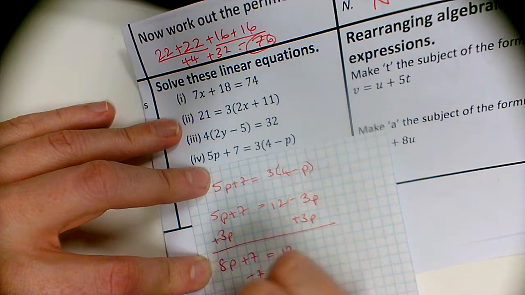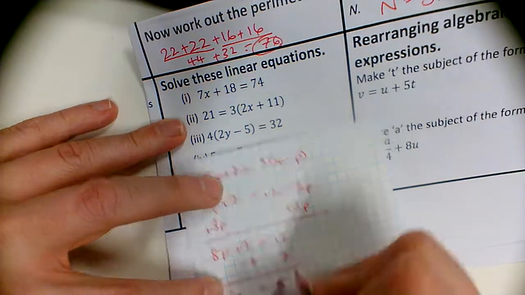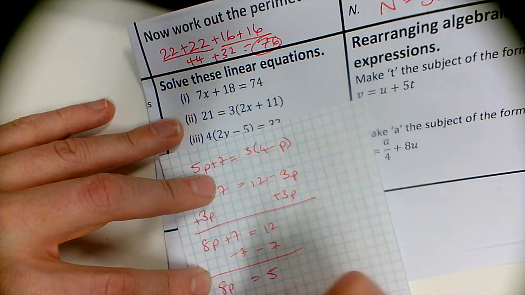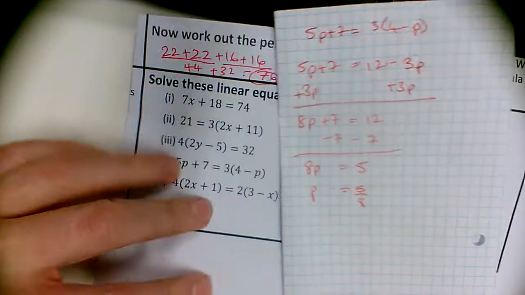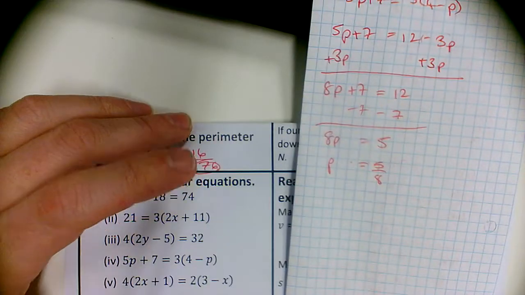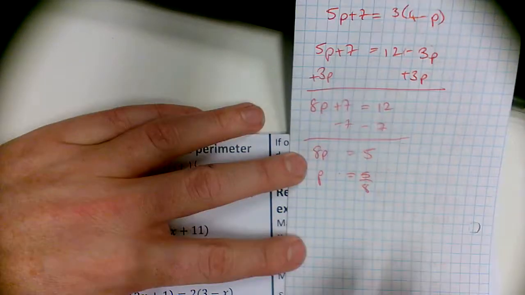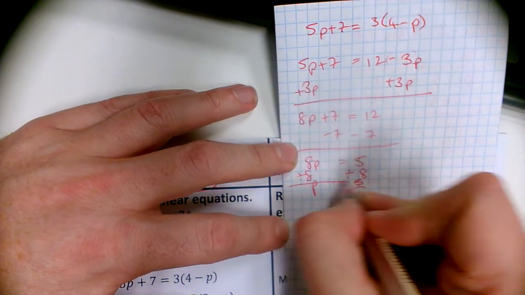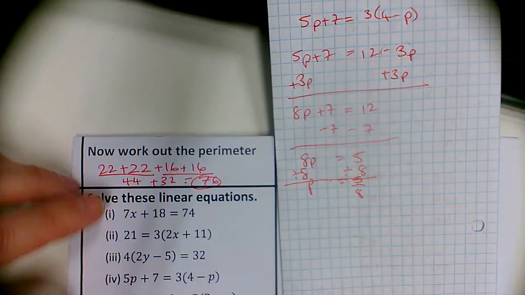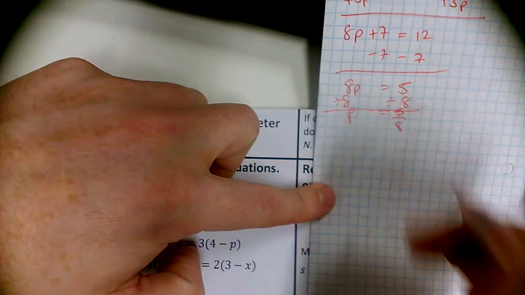Take away 7 from both sides. So 8p is equal to 5. Divide by 8. p is equal to 5 over 8. Sorry, you can't see the answer there. Okay, probably should have put the divide by 8 on my working out. Okay. All right, last one.